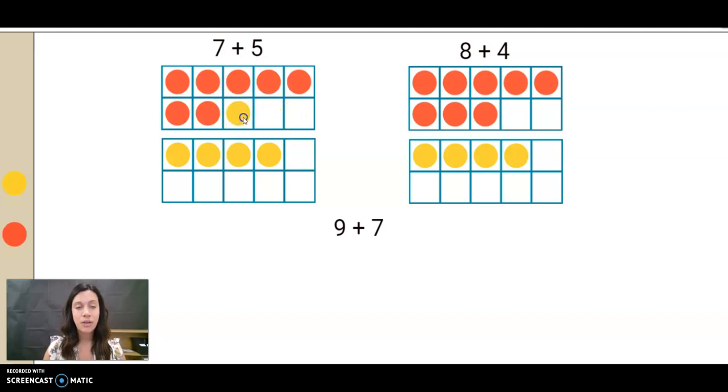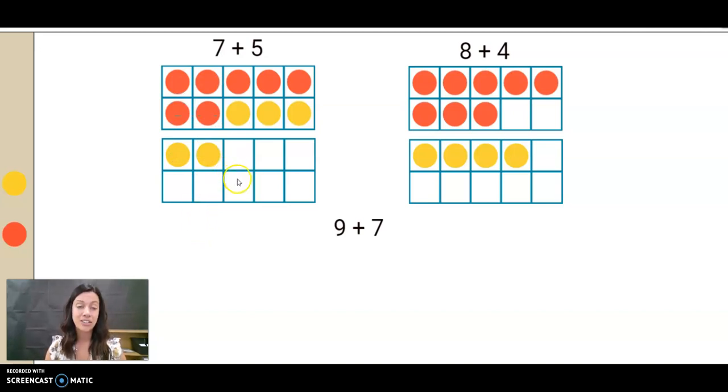I can move my yellow counters into those 3 empty boxes, and now I have made a 10. I have a group of 10, and I can easily see that 7 plus 5 equals 10, 11, 12. Now, to make sure that we're accurate, we could go back and count each one of our counters. 1, 2, 3, 4, 5, 6, 7, 8, 9, 10, 11, 12. So we know that we are accurate.